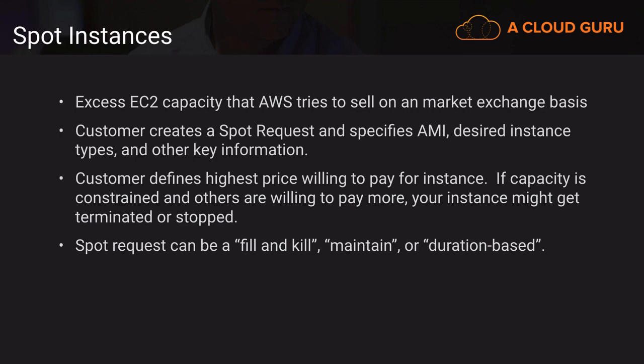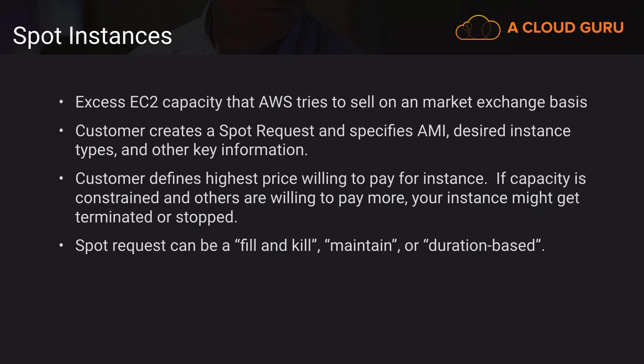rid of that request. Maintain, on the other hand, will reprovision a spot instance if by chance the price rises too high and it gets terminated, and then the price goes back down below your maximum bid. Maintain will recreate another spot instance. Same thing goes if you go out and manually terminate it. A maintain spot request will make a new spot instance pop right back up.